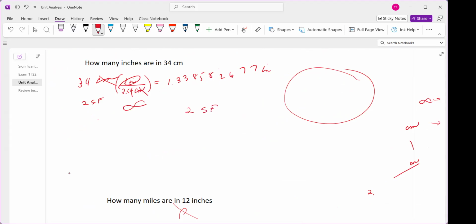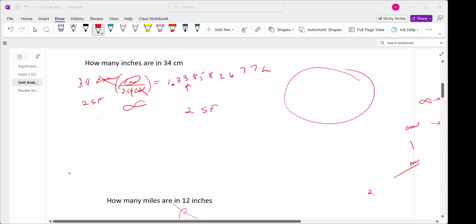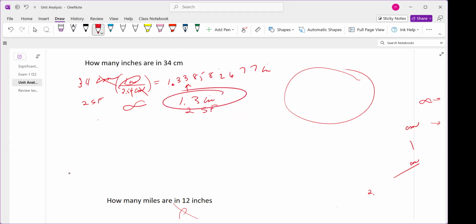And this thing's got like 10 or 11 or whatever. So we go to the third place, and that determines the second place. It's 0 to 4, so we drop it. So that's the answer, 1.3. Okay, yeah.